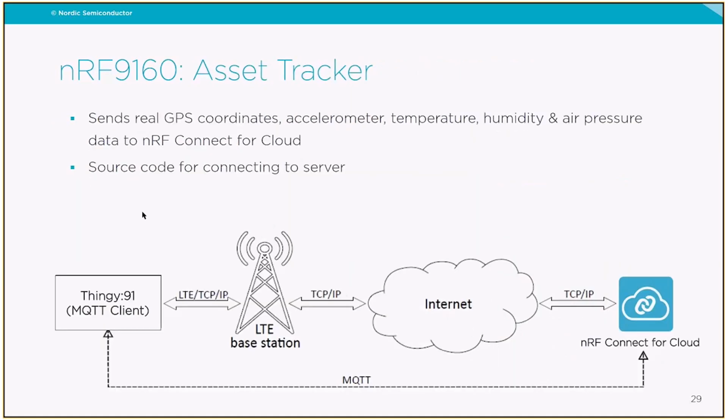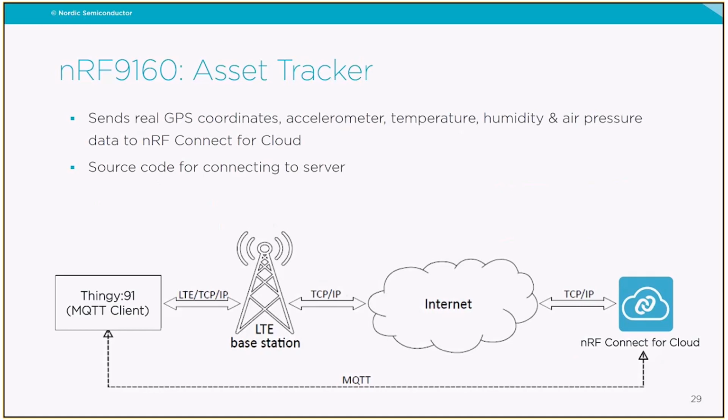Moving on to the asset tracker example. The asset tracker example sends real GPS coordinates, accelerometer, temperature, humidity, and air pressure data to nRF Connect for Cloud. So as you can see in the figure below, using the Thingy91 as the MQTT client, you communicate via LTE, so via TCP to the LTE base station, to the cloud, to the internet, and then to the nRF Connect for Cloud. And basically the way we've set this up is you need to be in a power saving mode to be able to activate the GPS.